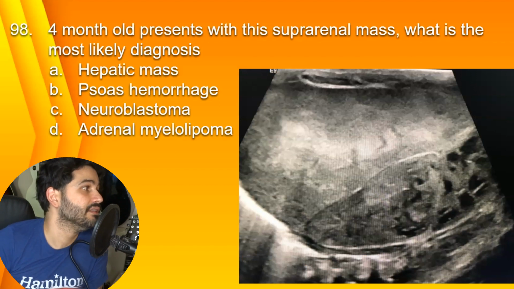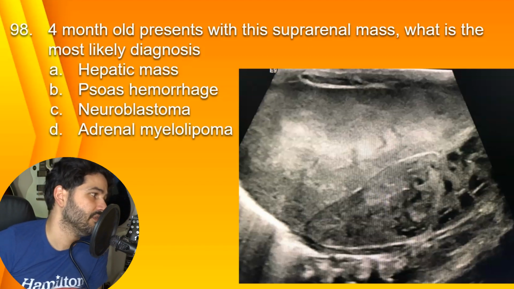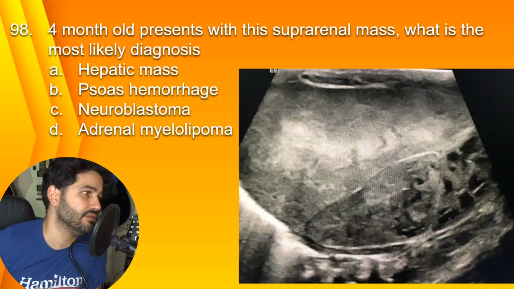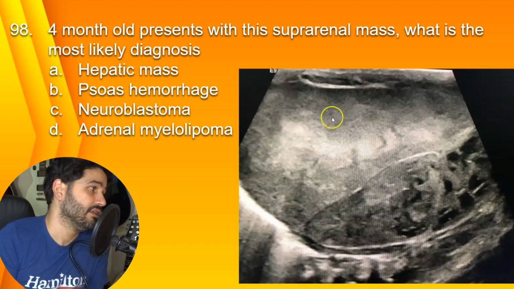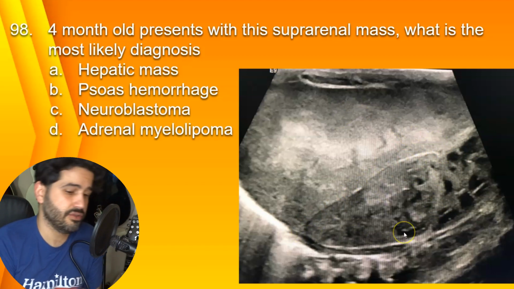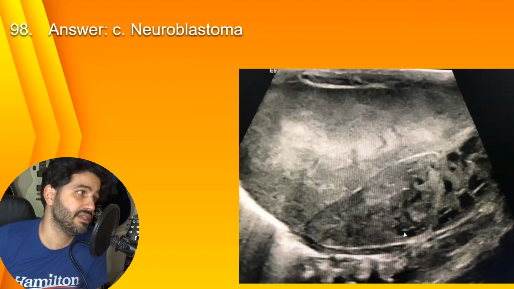Number 98. A 4-month-old presents with this suprarenal mass. What is the most likely diagnosis? A, hepatic mass. B, psoas hemorrhage. C, neuroblastoma. Or D, adrenomyelolipoma. All right, so a 4-month-old, young infant, large mass within the suprarenal region. So here's your kidney, and that's above the kidney there. So your most likely answer would be C, neuroblastoma.